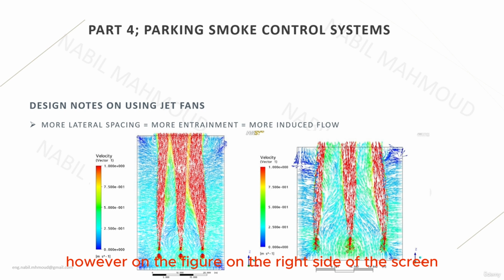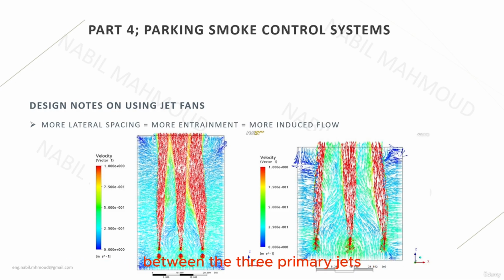However, in the figure on the right side of the screen, if we increase the lateral spacing between the jet fans, you will notice that the overall resultant flow rate will be the primary jet of the 3 fans plus the green flow rate, which is the entrainment flow between the 3 primary jets. This means that you have more flow that you need to suck away from this enclosure, and this shows you clearly the effect of the entrainment on the sizing of the axial fan.